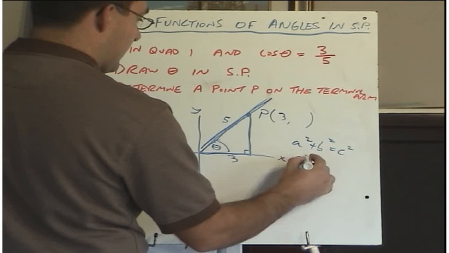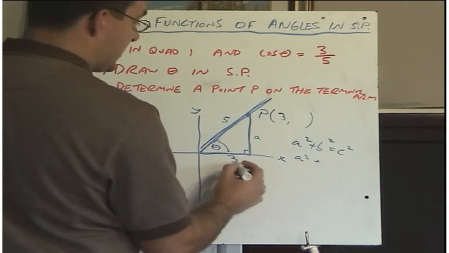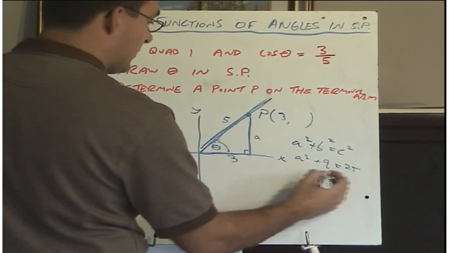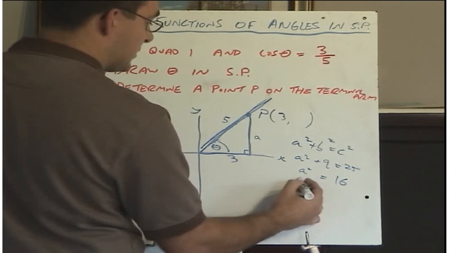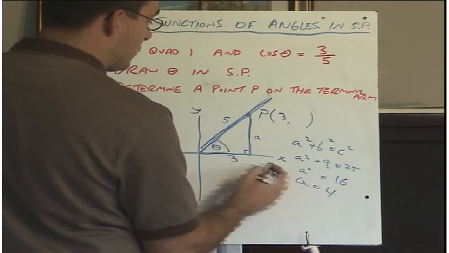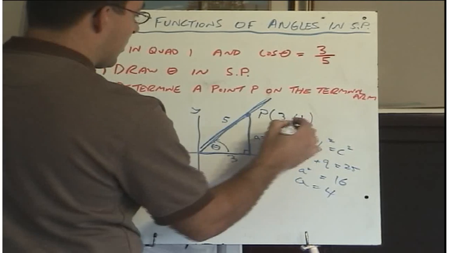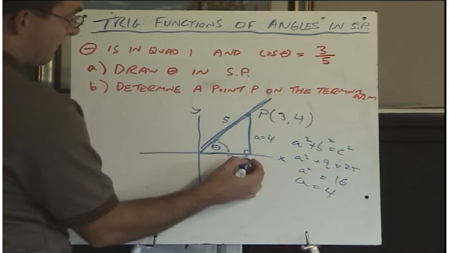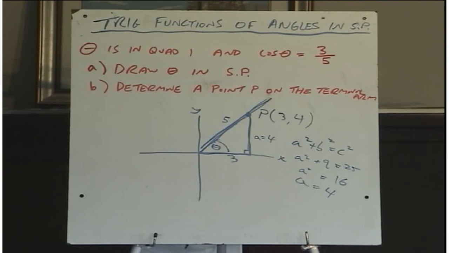So let's call this a. We don't know this short side. A squared plus 3 squared, which is 9, equals 5 squared, which is 25. If I subtract 9 from both sides, that's 16. And I square root, taking the positive solution, I get a equals 4. So a point on my terminal arm must be 3 for x, 4 for y. That would be one possible point on the terminal arm.